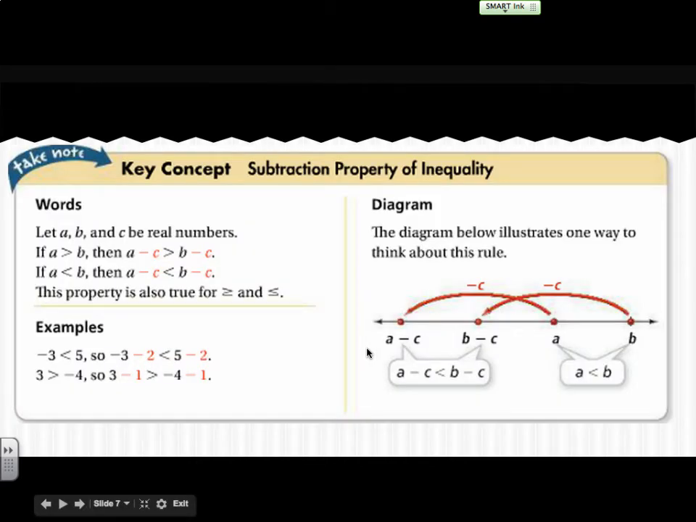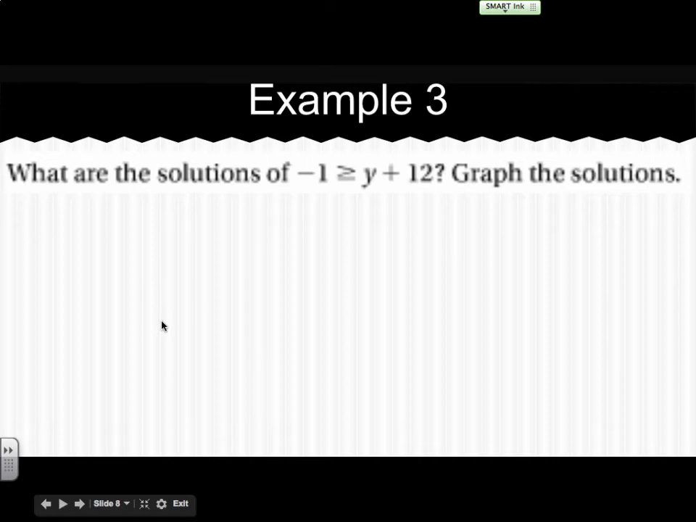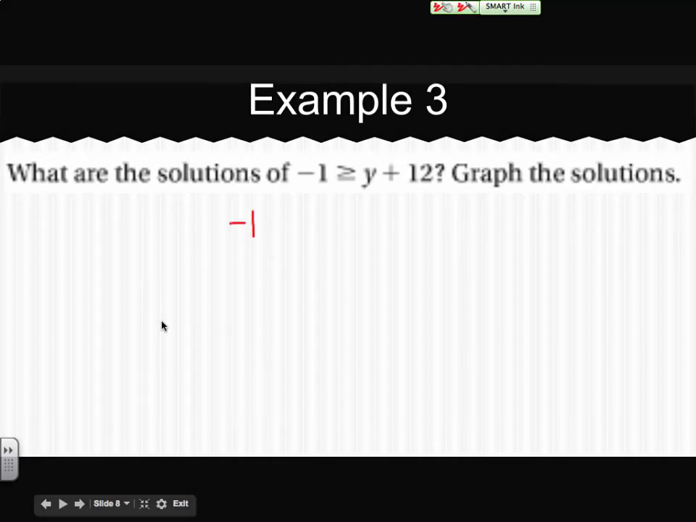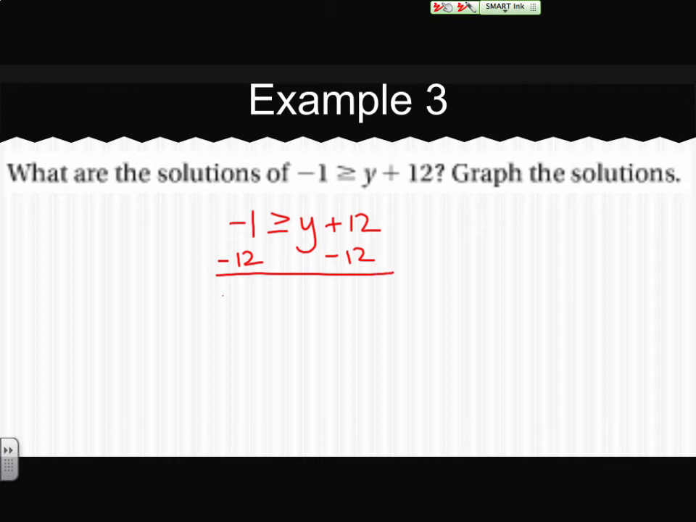Example 3, same thing with subtraction. We treat it just like we did when we had the equal sign, because what we subtract from one side, we can subtract from the other. So now I have negative 1 is greater than or equal to y plus 12. I need to get y all by itself, so I'm going to subtract 12 from both sides. And so I have negative 13 is greater than or equal to y.